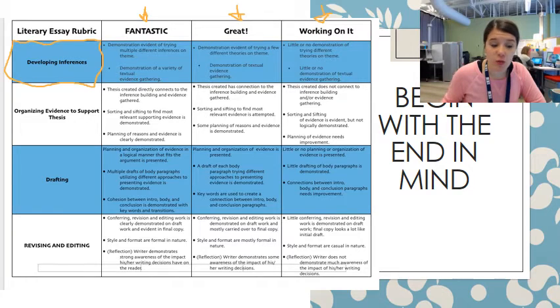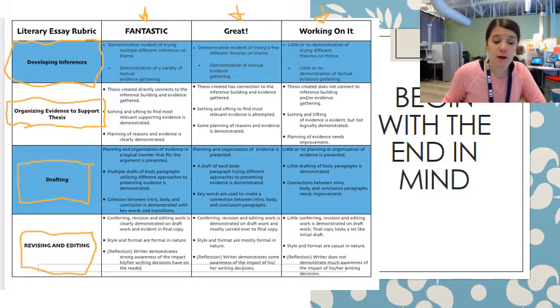The 4 key things that we are going to talk about are developing inferences. That's what we've been working on most right now, the inference that turns into a thesis. Then, this is what we're going to be working on this week: you're going to be graded on how you organize the evidence to support your thesis. The next thing you are going to be graded on is how you do with the drafting of your actual literary essay. And the last piece is how you do on the revising and editing part. Look at key things here that distinguish the fantastic rating from the great rating and the great rating from the working on rating.